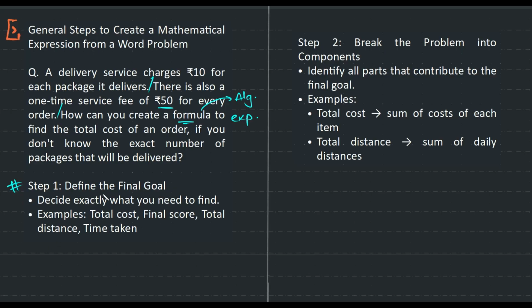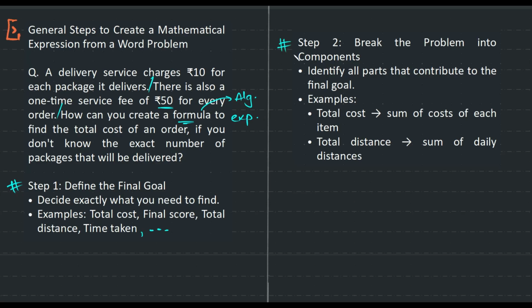Okay, let's look at it. Define the final goal. So what is the final goal over here? To find the total cost of delivery. So decide exactly what you need to find. That has to be very clear. It can be total cost, final score, total distance, total time, any such thing, total of something, cost of something, it can be anything.